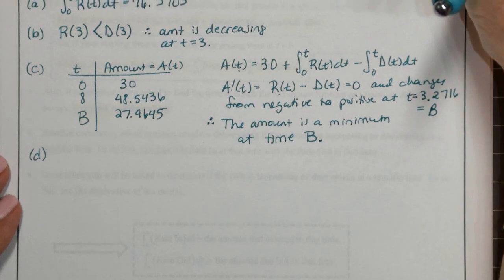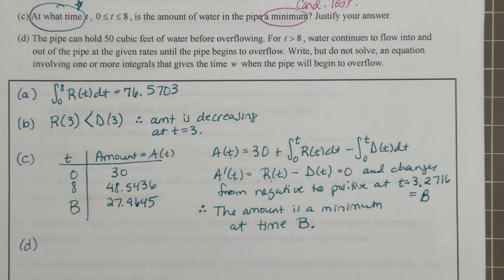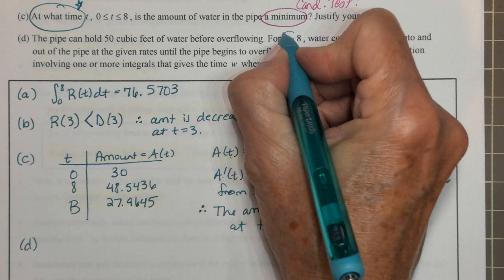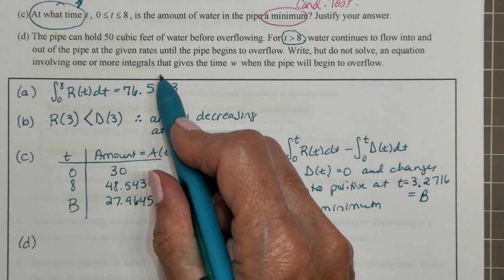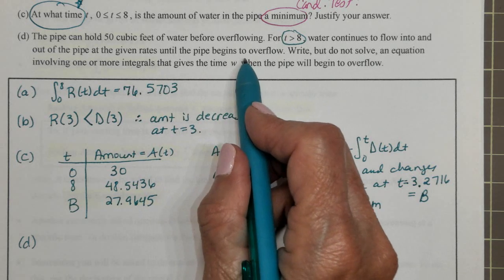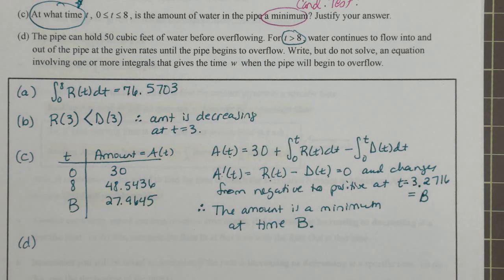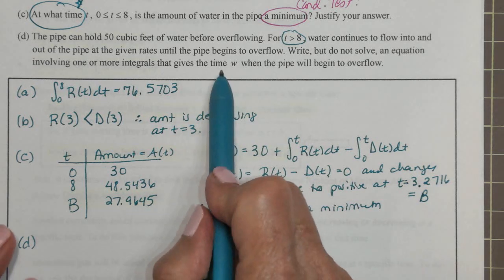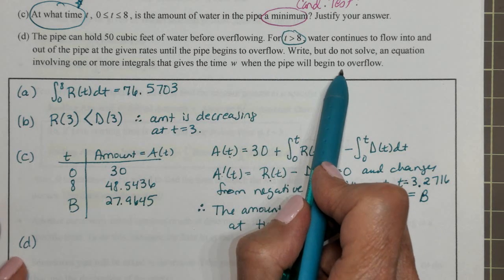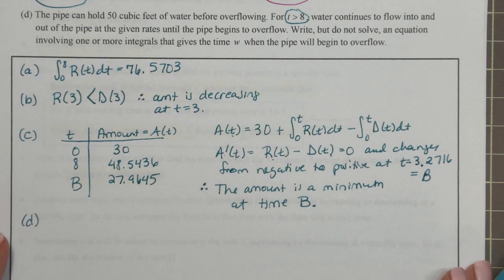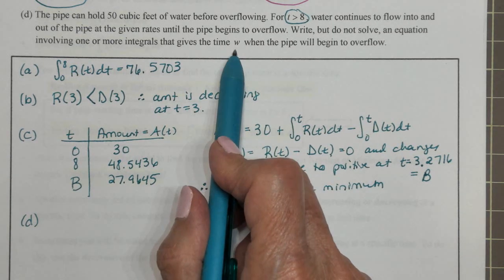Part D. Okay. The pipe can hold 50 cubic feet of water before overflowing. For time greater than 8, so beyond 8, water continues to flow into and out of the pipe at the given rates until the pipe begins to overflow. Write but do not solve an equation involving one or more integrals that gives the time W when the pipe will begin to overflow. Okay, so what is the amount of the water at this time W?